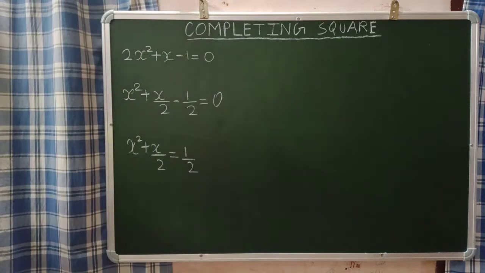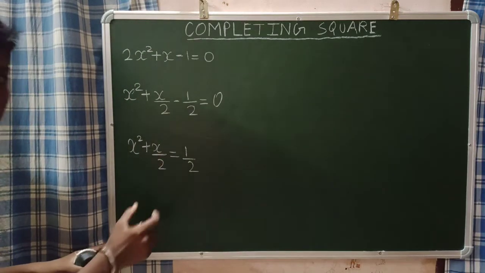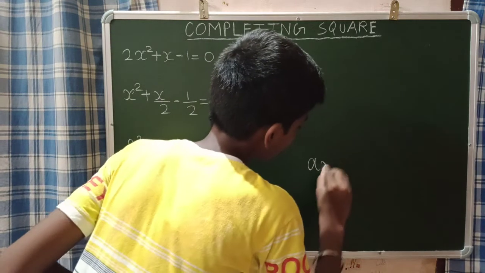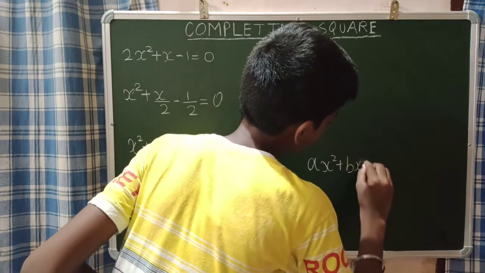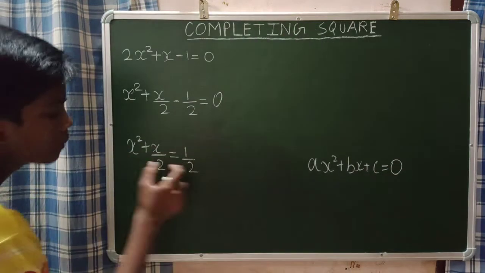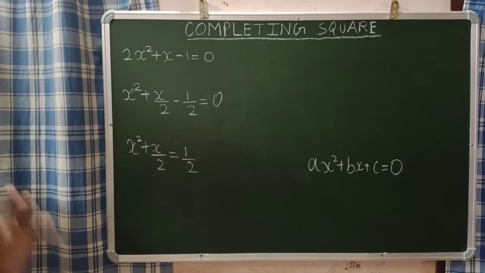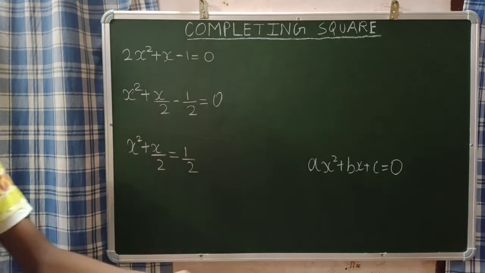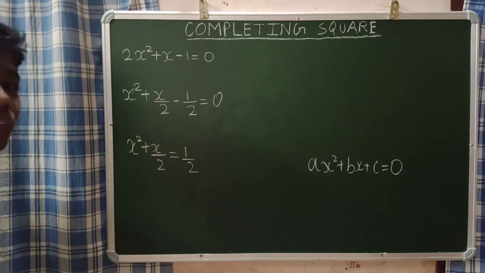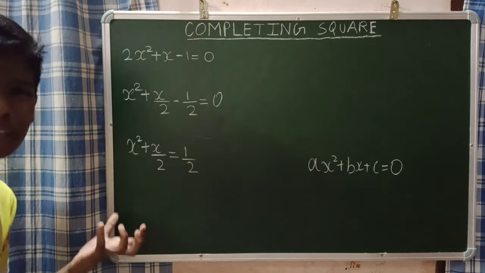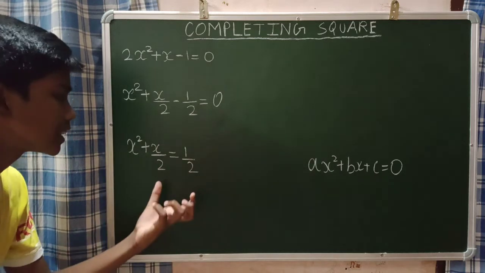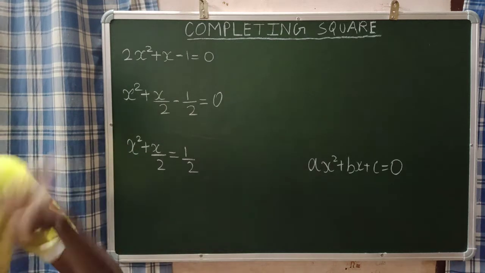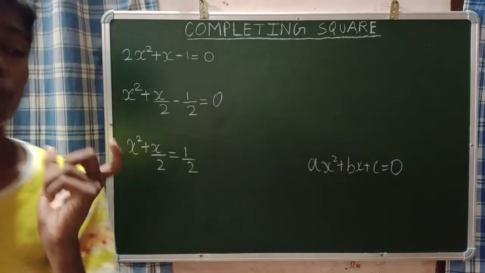Okay, what I am saying is, here we know the coefficient of x is nothing but 1 by 2. 1 by 2 is only the b of this equation. We know that ax square plus bx plus c is equal to 0. Here, the b is nothing but 1 by 2. So you need to find half of the value of b, that is, half of the coefficient of x. What is half of 1 by 2? That is nothing but 1 by 4. Now, square that 1 by 4 and add that new value to both sides of the equation.